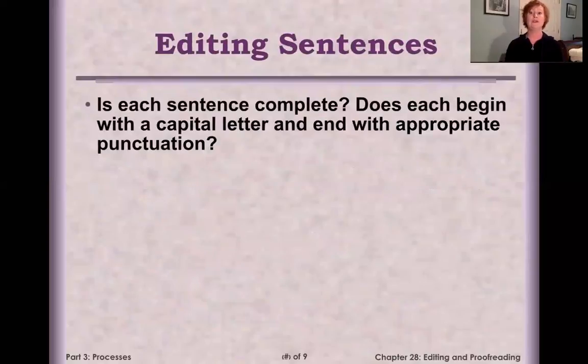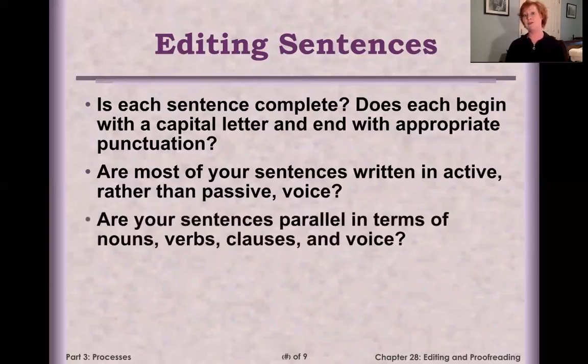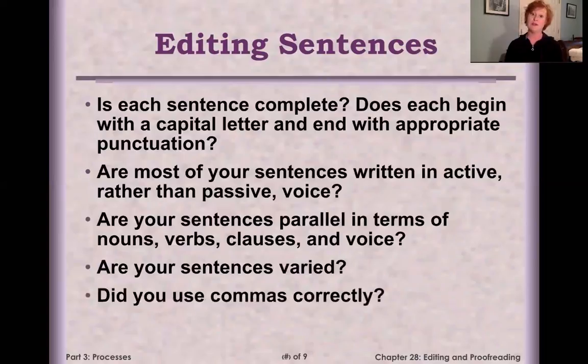When you look at your sentences, again, hopefully reading your paper aloud, is each sentence complete? Does it begin with a capital letter? Does it end with the correct punctuation? Are most of your sentences written in active voice rather than passive voice? That would mean that you're not using be verbs, you are actually using action verbs. Are your sentences parallel? Have you used nouns, verbs, clauses? Have you stayed in the same verb tense? Have you varied your sentences? And please, have you used commas correctly?